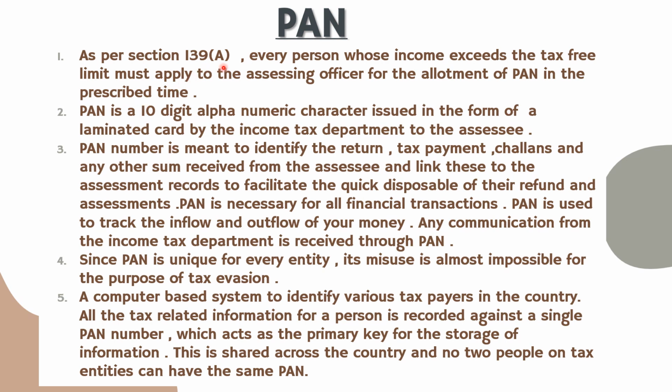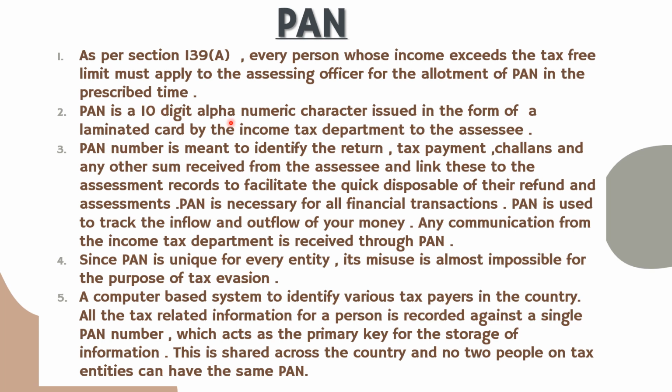According to section 139A, each person whose income exceeds the tax-free exemption limit has to have a PAN number. He is supposed to apply to the assessing officer for the allotment of PAN in the prescribed time. In case your income does not exceed the tax-free limit, then you don't need to have a PAN. But once you fall under that category, it is mandatory to have a personal PAN number.